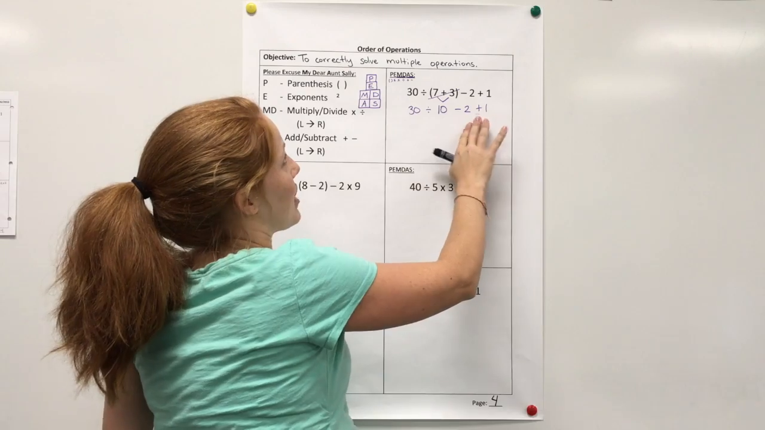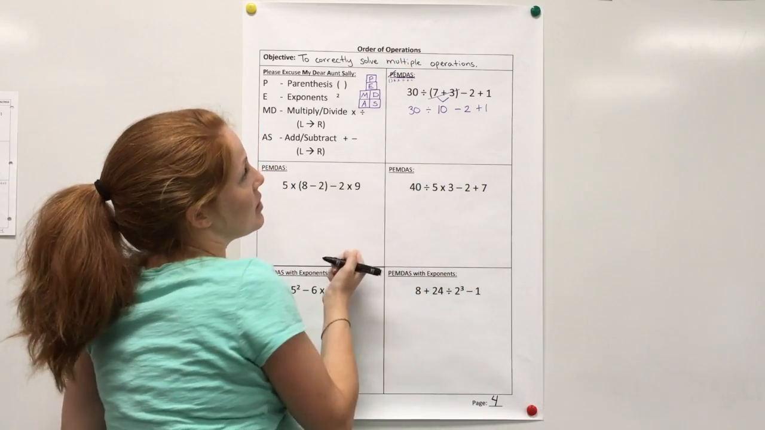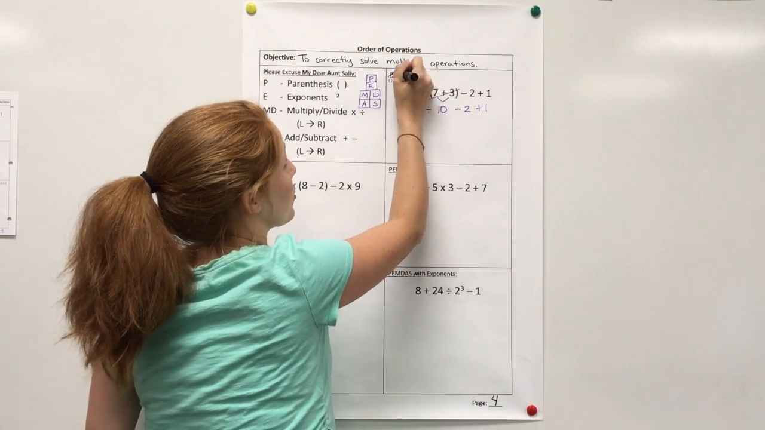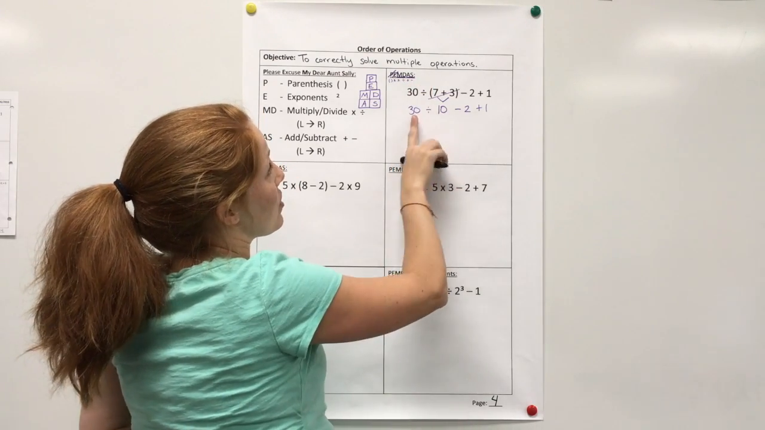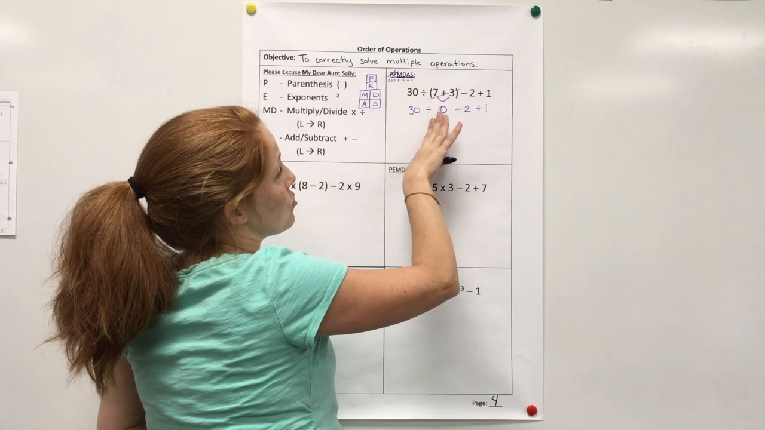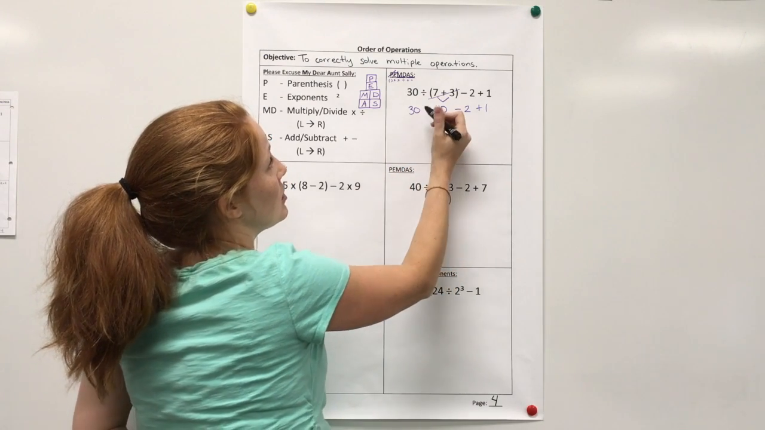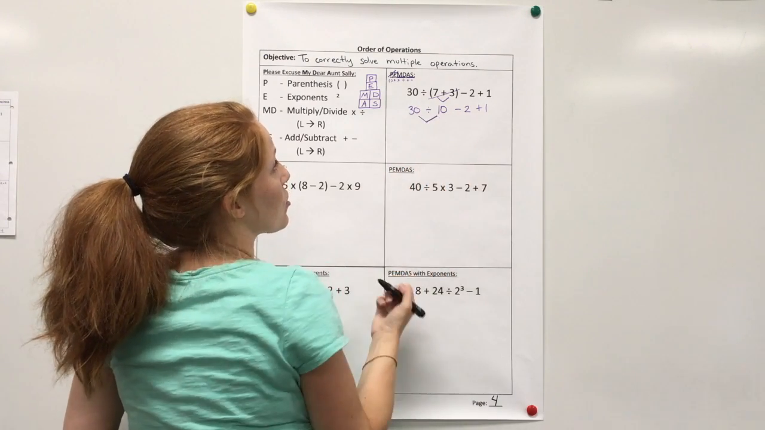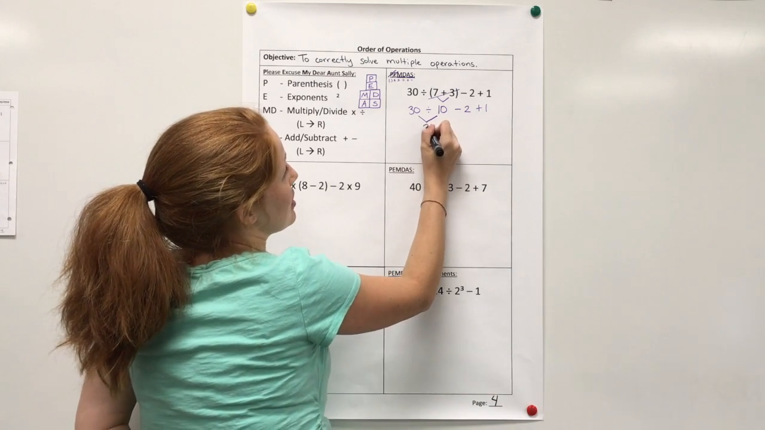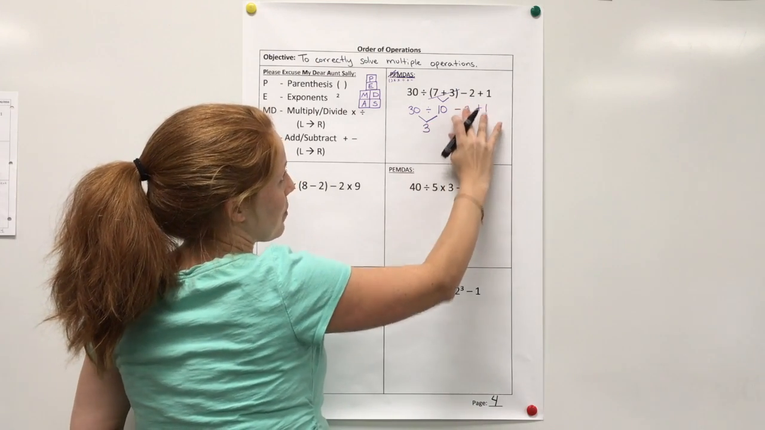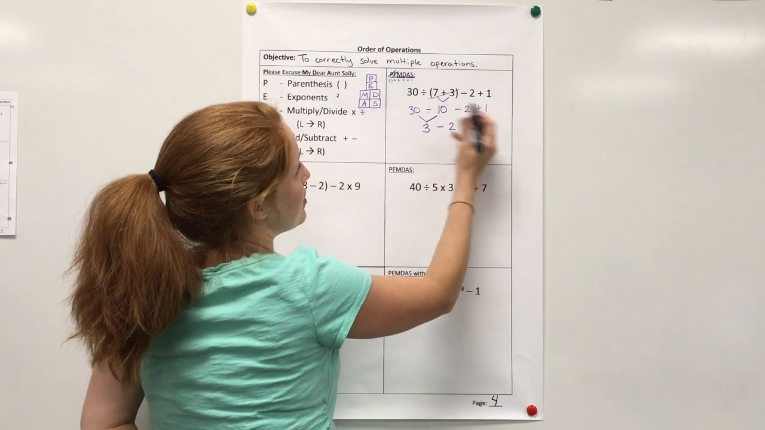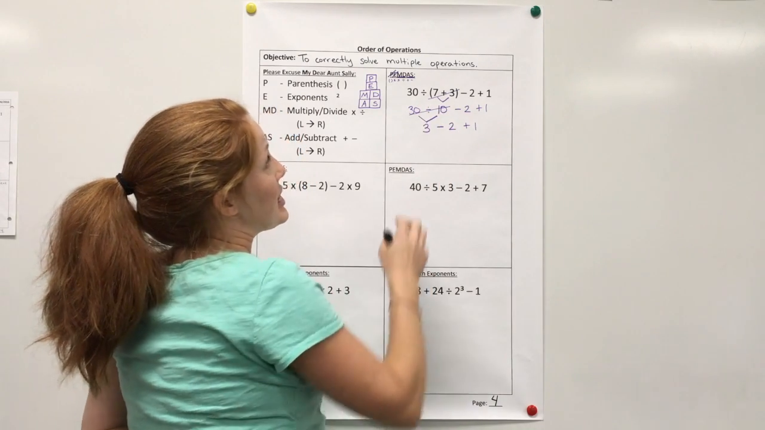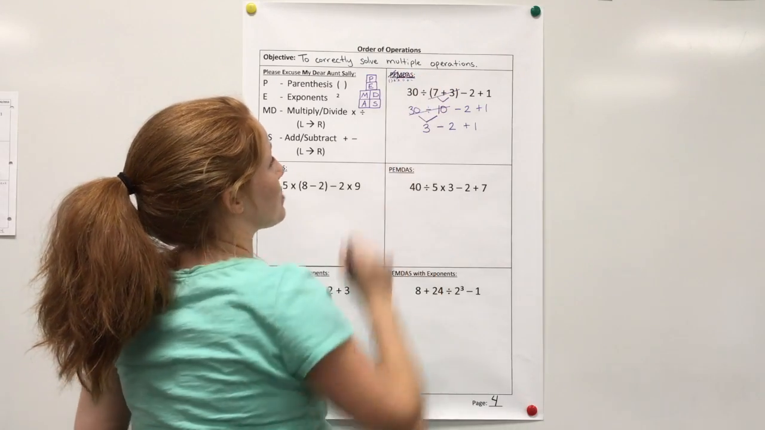Now I look at what's left. I've done the P. I do not have any exponents, so I'm going to cross that out. Now I come to multiply and divide. Well, I start from left and I go towards the right and I have division. So I'm going to do that next. 30 divided by 10 is 3. I bring everything else down, minus 2 plus 1. This has gone away. Now, last step is add, subtract.